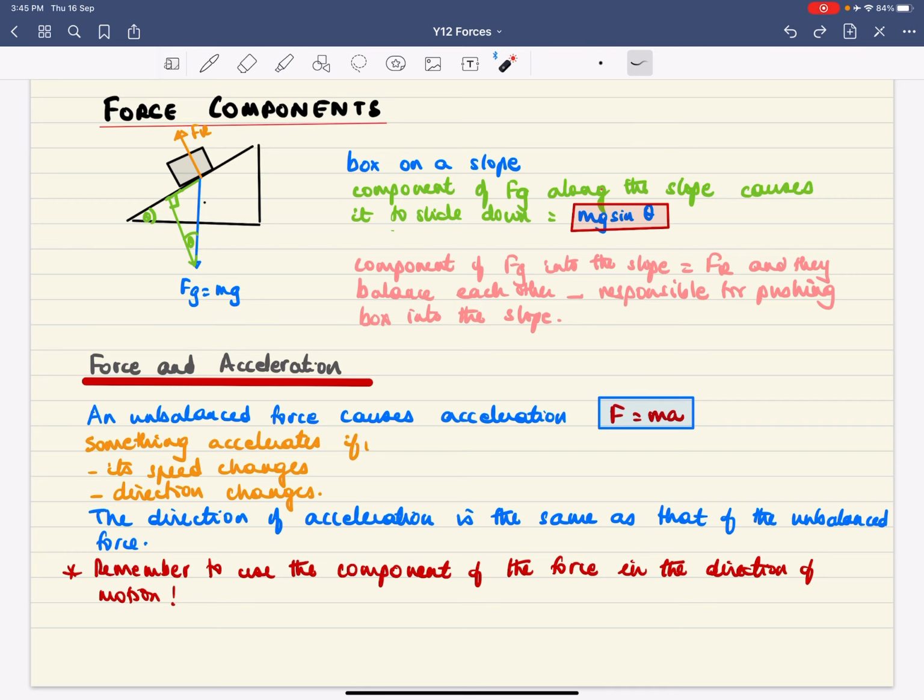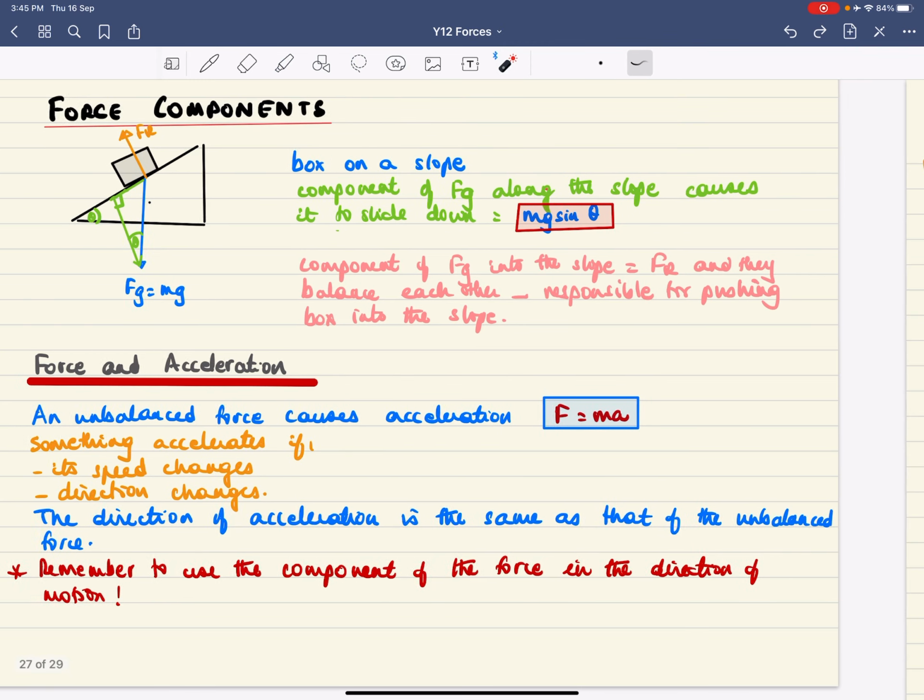How do you know something is accelerating? A few things can happen. It can start moving, it can stop moving, can change the speed, or it could change direction. Okay, and what we need to remember is that the direction of acceleration is the same as that of the unbalanced force. Now in level 2, just be careful when you have questions with force and acceleration. Remember to use the component of the force in the direction of motion.